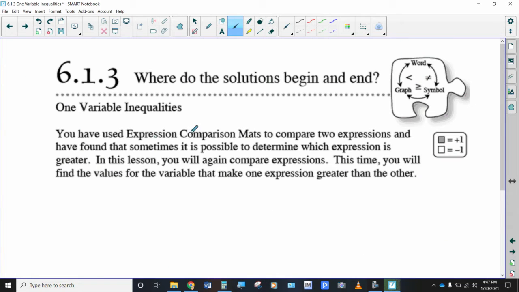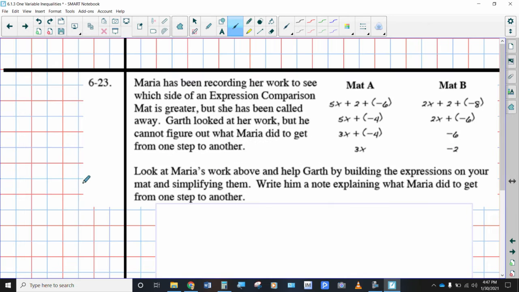You have used expression comparison maths to compare two expressions and found that sometimes it's possible to determine which expression is greater. In this lesson, you will again compare expressions. This time, you will find the values for the variable that make one expression greater than another. All right, so I'd like for you to copy these down while I'm reading. Maria has been recording her work to see which side of the expression comparison math is greater, but she has been called away. Garth looked at her work, but he cannot figure out what Maria did to get from one step to the other.